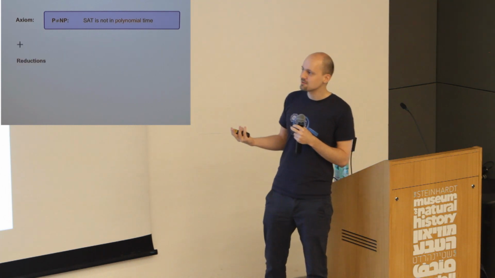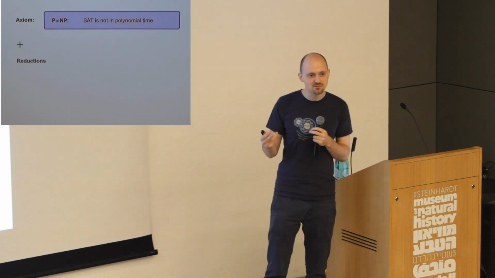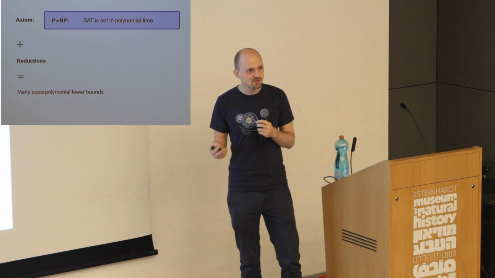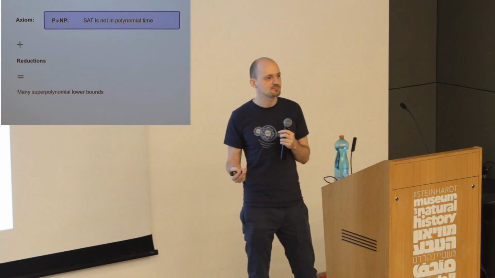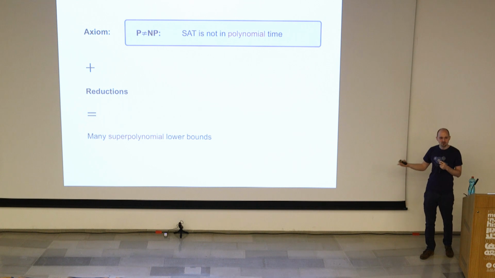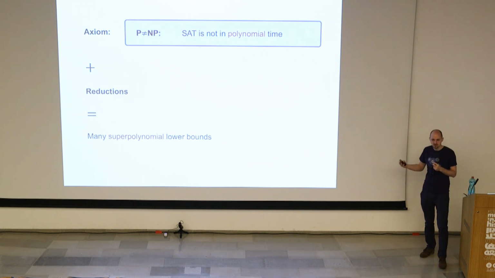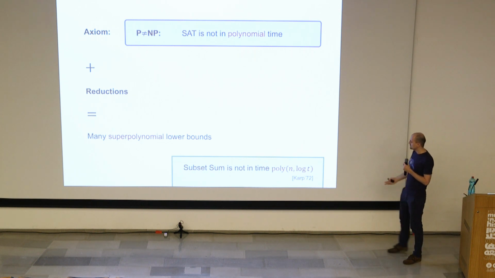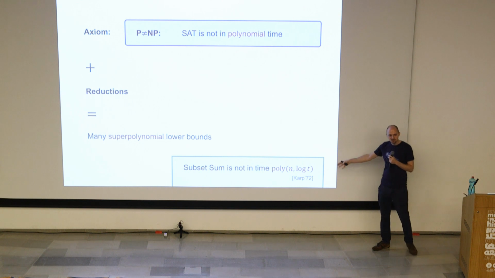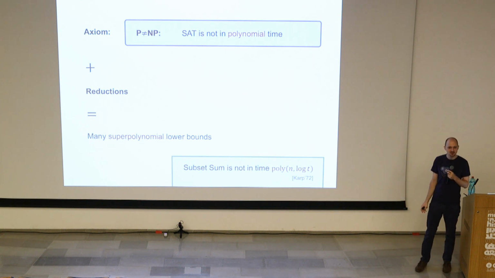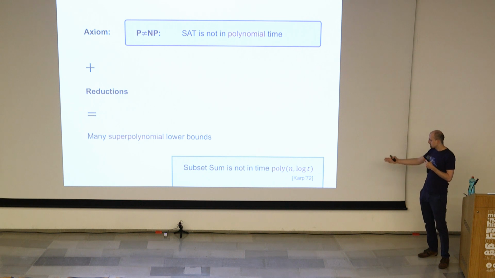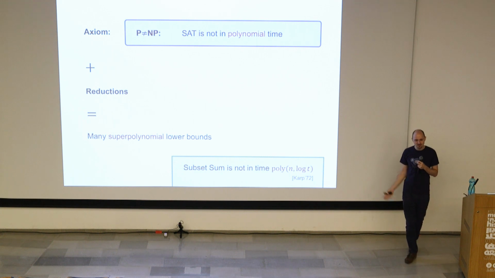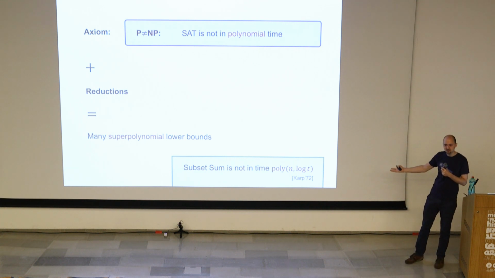If you treat this as an axiom and you combine it with reductions from satisfiability to lots of other problems, then what you get are super polynomial lower bounds for lots of other problems, right? Based on this axiom, you can rule out polynomial time algorithms for lots of problems. In particular, subset sum was among the first 20 or so problems that Karp showed to be NP complete. And if you take his reduction and combine it with this axiom that satisfiability is not in polynomial time, then you get that subset sum is not in polynomial time.